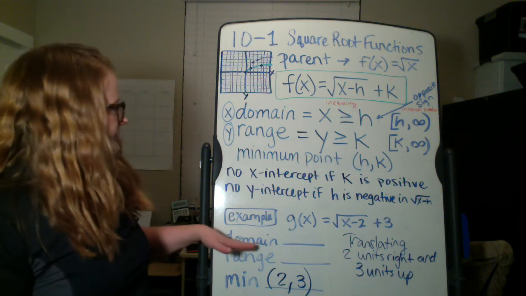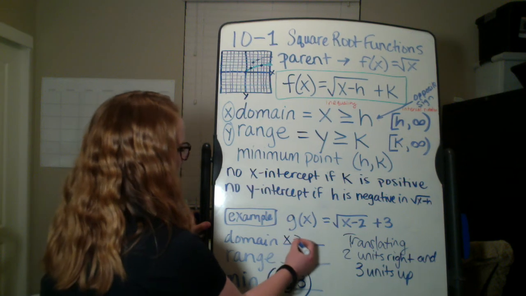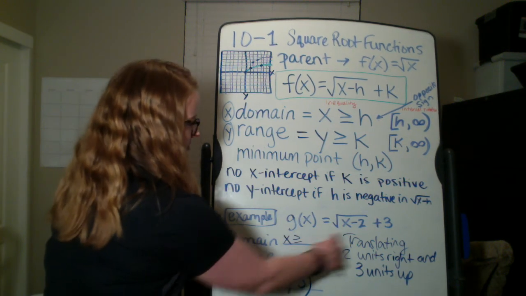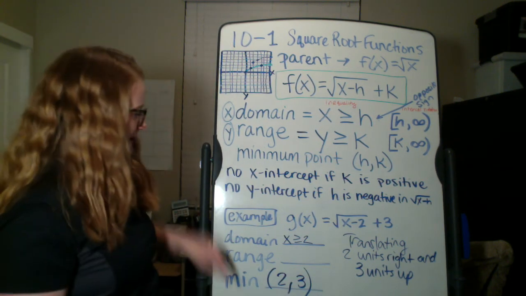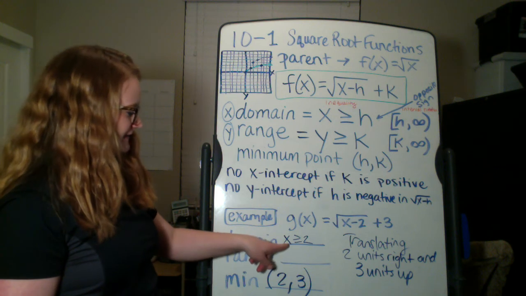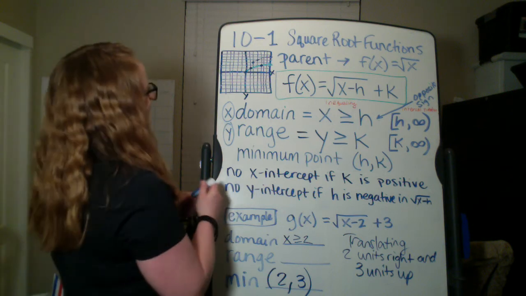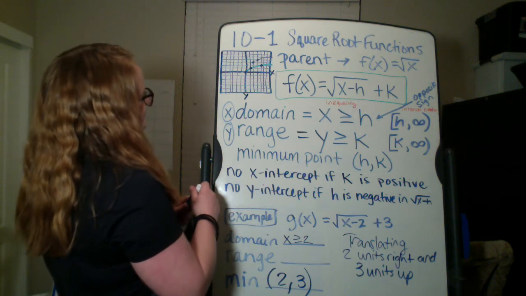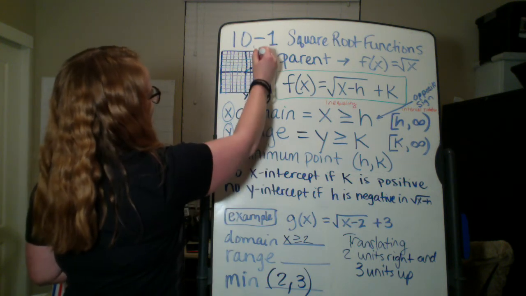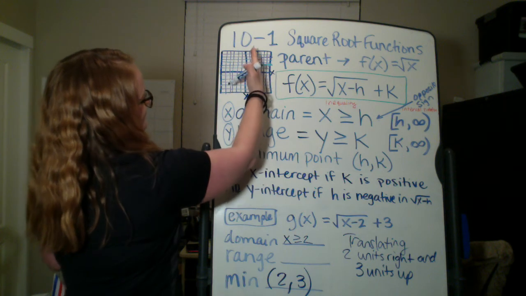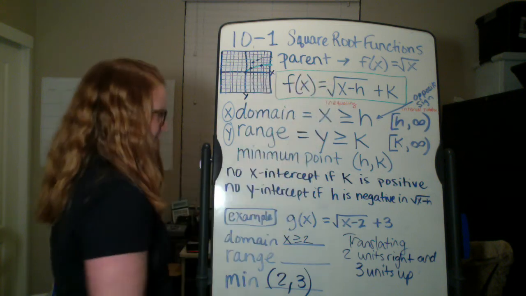The domain for this one, well, as an inequality, we know that it would be x is greater than or equal to h. And again, the h value is 2. So if we think about that in terms of the graph, this is saying that all the x values have to be greater than or equal to positive 2. If we go over 2, it's saying that for this graph, the only values that work are everything to the right, more than positive 2.